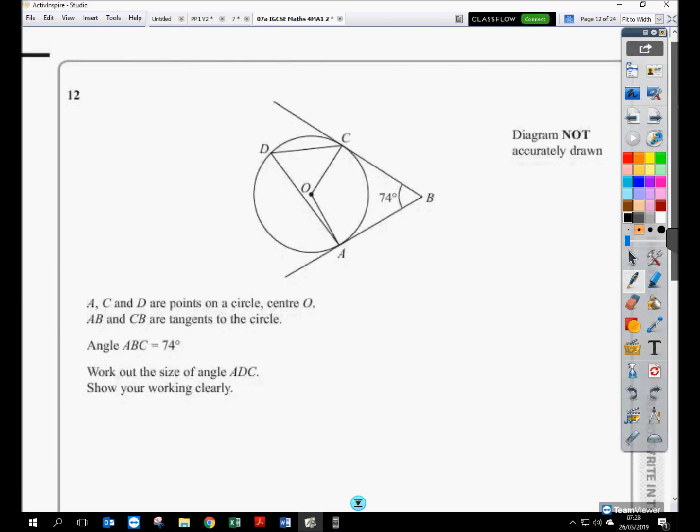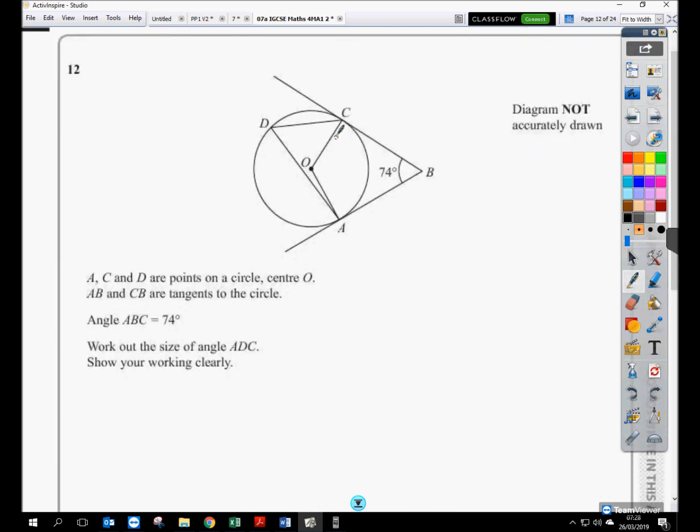Next question. Okay, circle theorems. So read the information carefully. They're both tangents. A tangent and a radius meet at 90 degrees. So we can write down BCO is equal to BAO, and they're both 90 degrees. Tangent meets radius at 90 degrees. It doesn't say to give reasons here, so you don't have to give reasons.